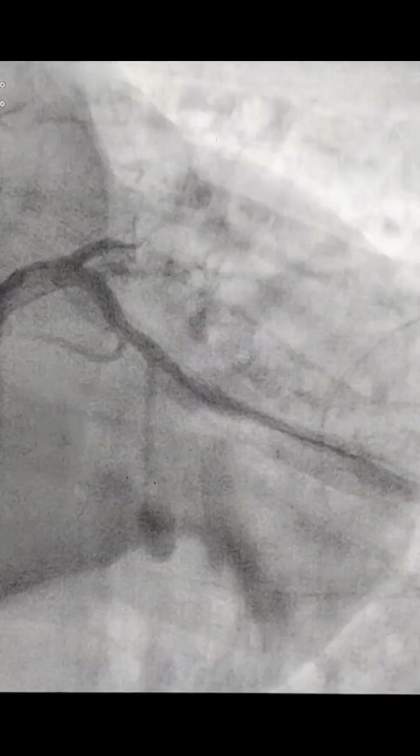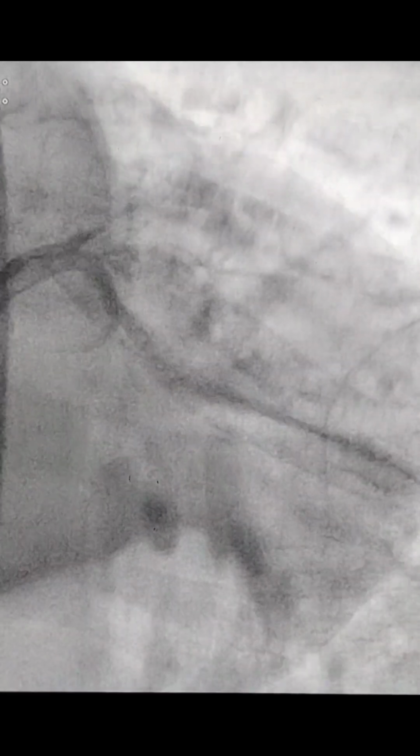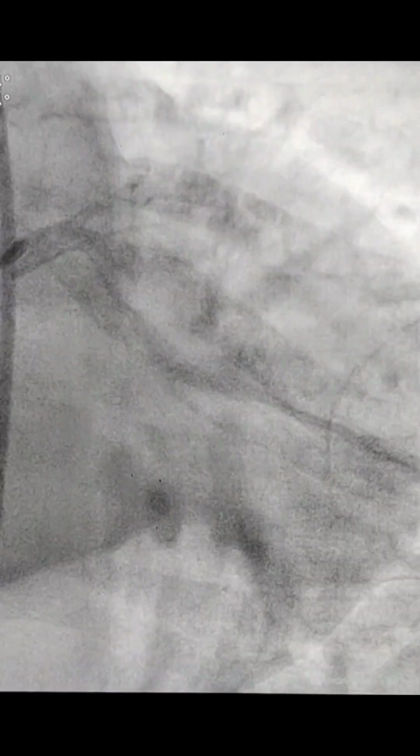So this is a 61-year-old male patient, known case of diabetes, hypertension and chronic smoker, and he presented with an NSTEMI. Troponin was highly raised, and this is an LAO caudal view, and you can see the lesion in the LAD.